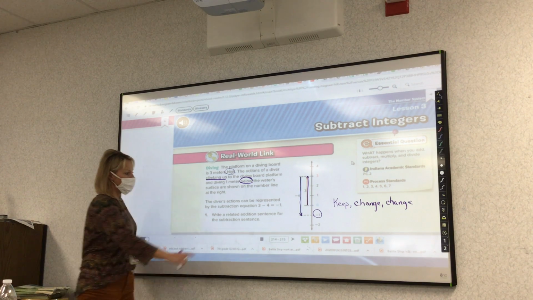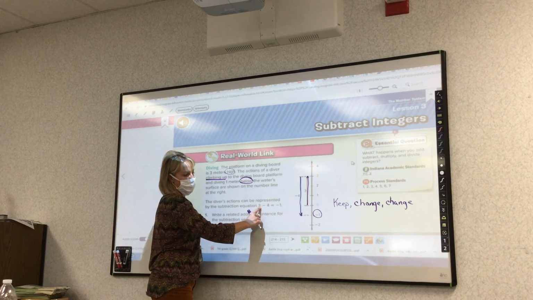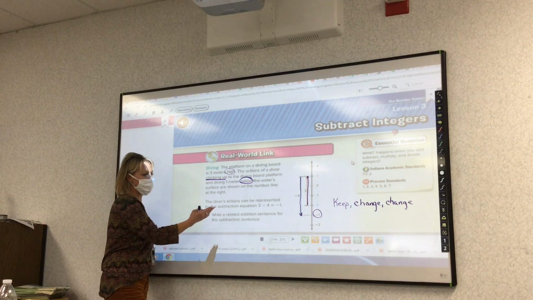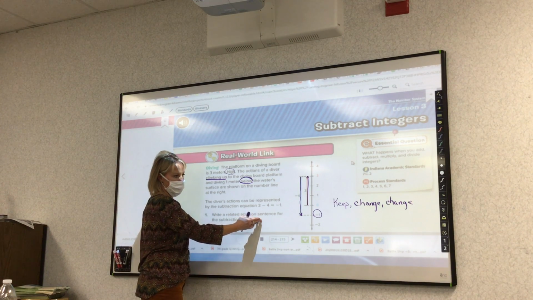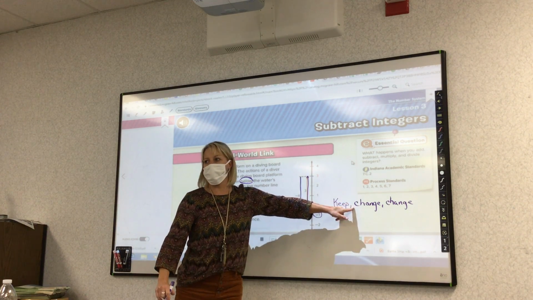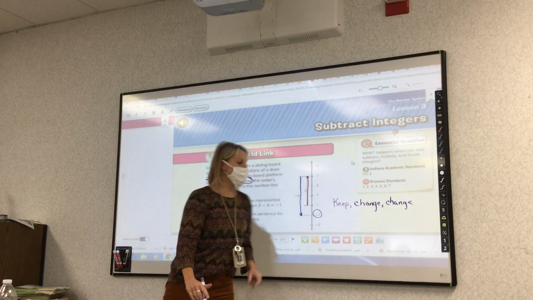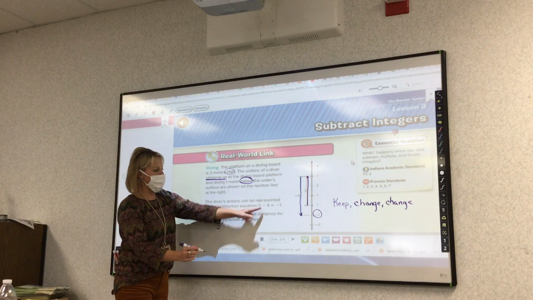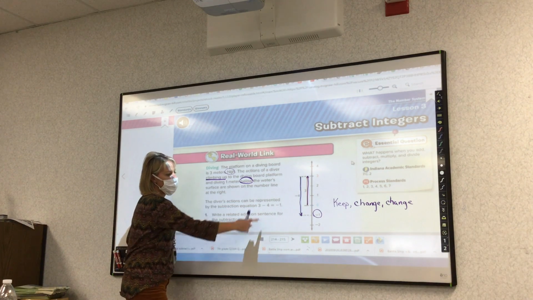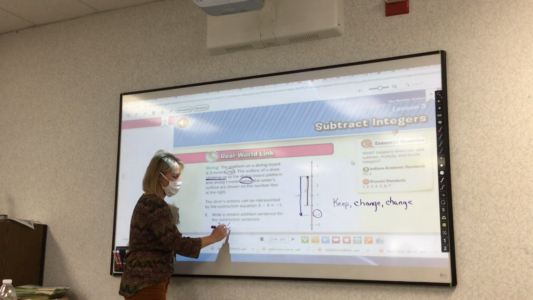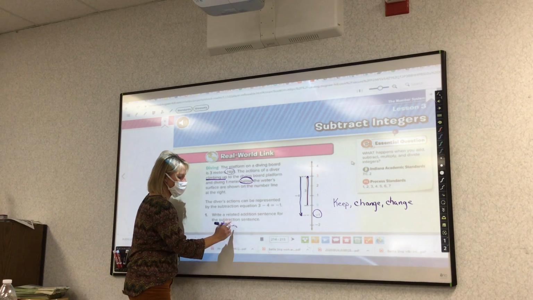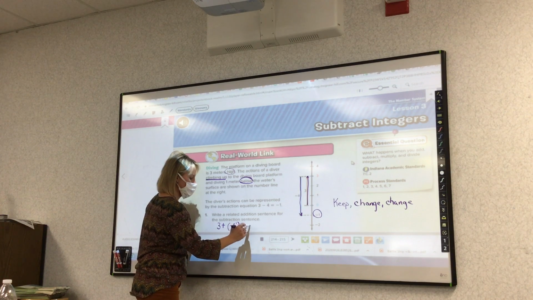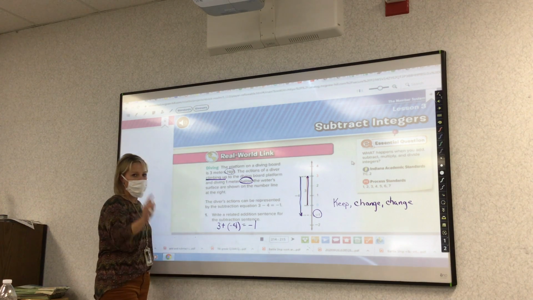So it says, here's our subtraction equation. 3 minus 4 equals -1. It's asking us to write a related addition sentence. That's when we change it to the keep, change, change. So I'm going to look at it, keep the 3. So write the 3 on the line. Change subtraction to addition. Change the +4 to a -4. And it equals -1.